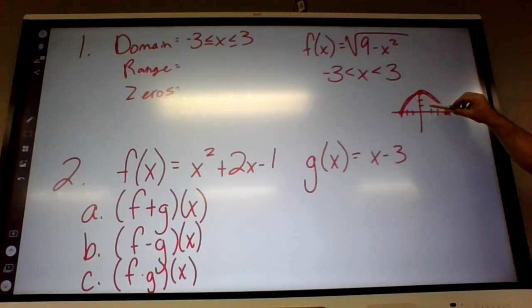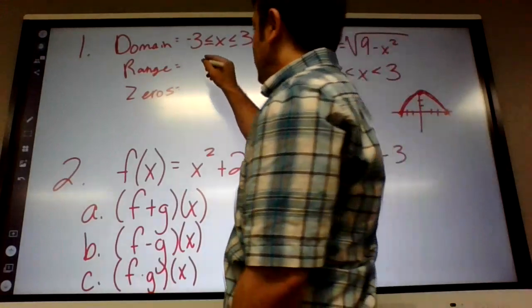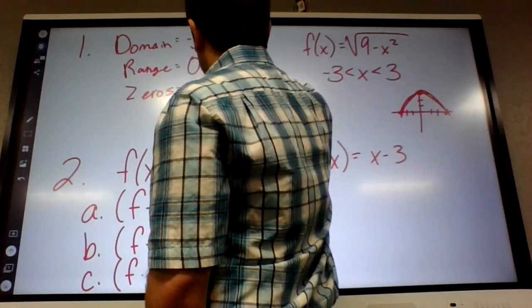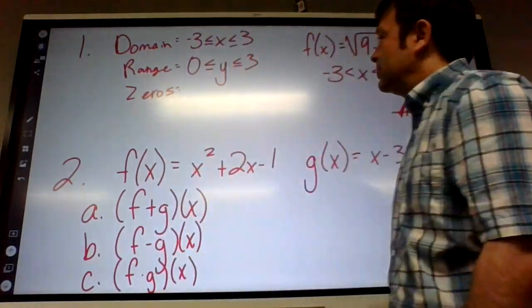So what's the range though? What's the lowest and highest y values? 0 to 3. It's starting down at 0, going up to 3. So the range is running from 0 to 3.